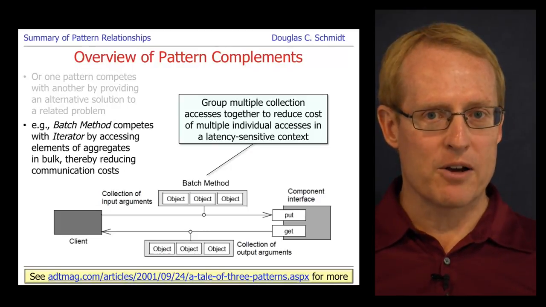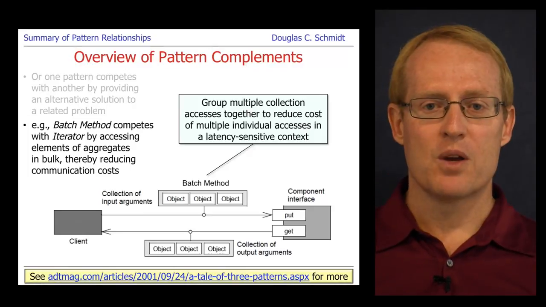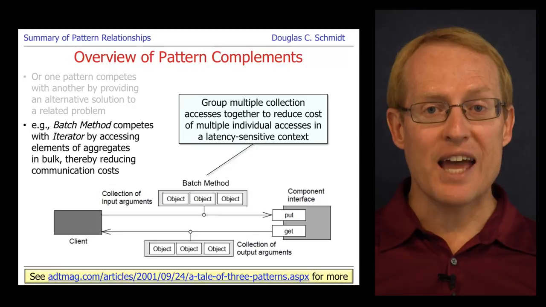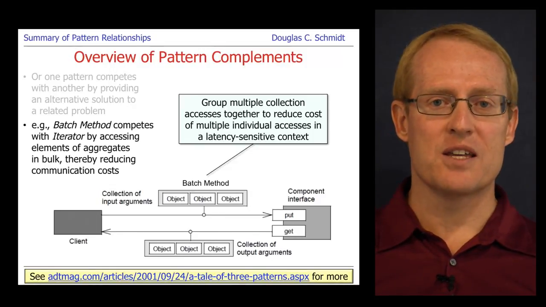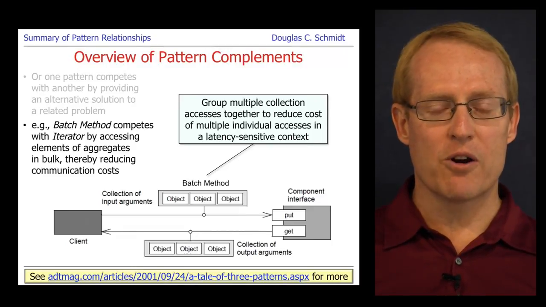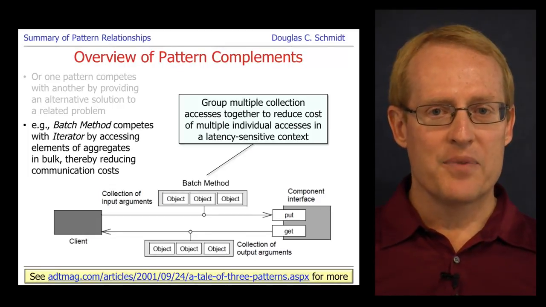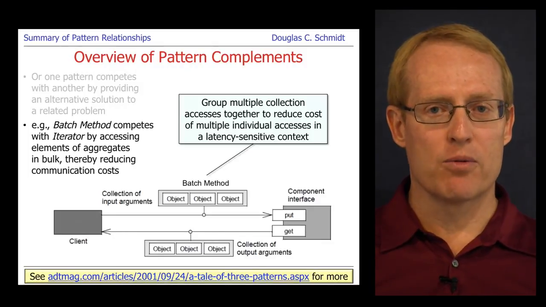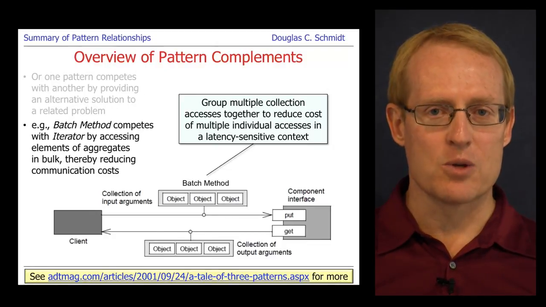A more effective pattern in that case, therefore, may be something called batch method, which groups multiple collection accesses together to reduce cost of multiple individual accesses in a latency-sensitive context. So what you would do there is you would make a call to a container or an aggregate and get back a group of elements which you could then iterate through locally without having to pay that round-trip expense and the latency that's associated with it.